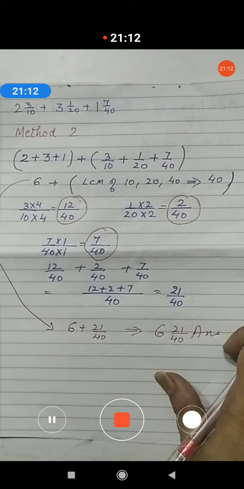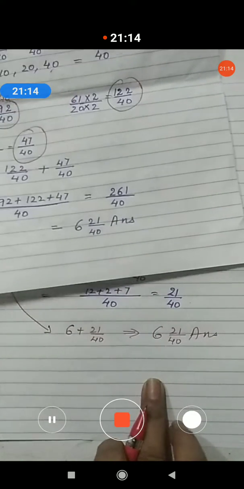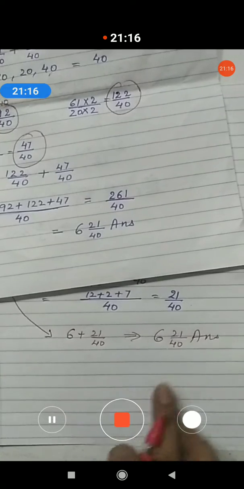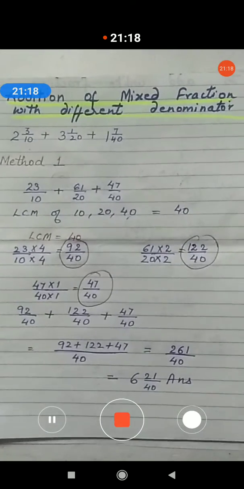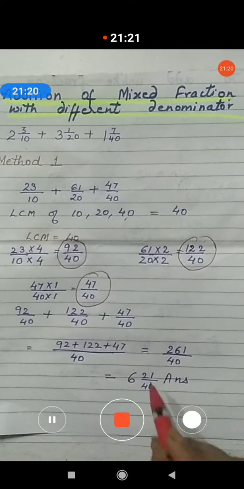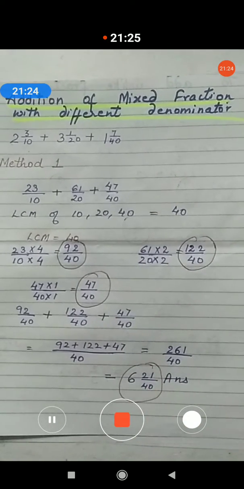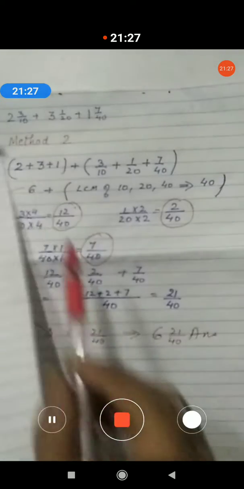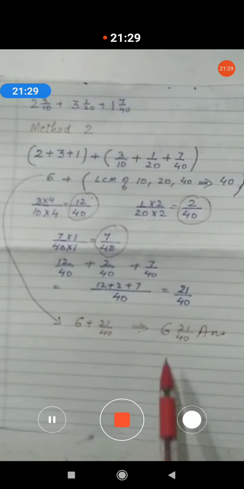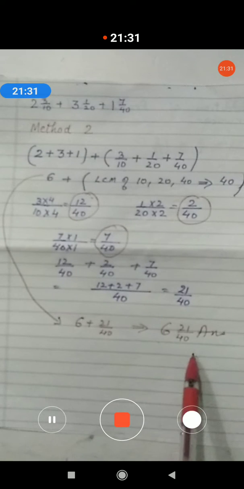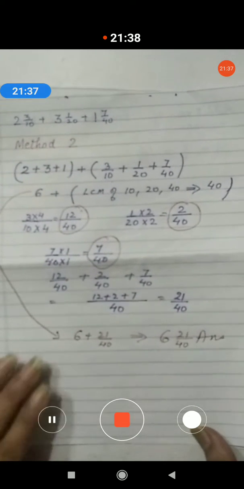Now let's compare that. This is your first method where the answer is 6 21 upon 40, and the second method where your answer is 6 21 upon 40. Hope so it's clear to everybody. Fine.